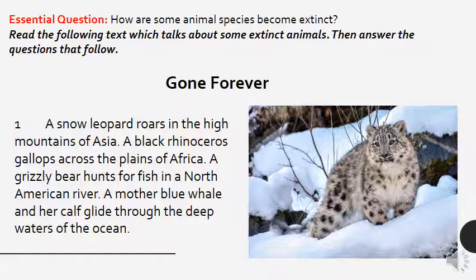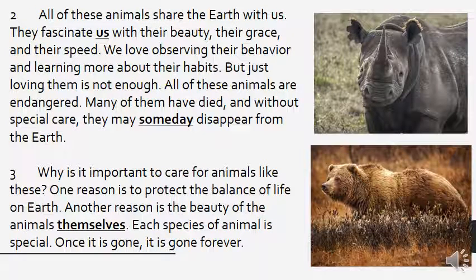So every one of these animals has a different habitat. One of them lives in Asia, the other lives in Africa, the other lives next to a river, let's say, and the blue whale lives in the ocean. So every one of them has a different habitat, but as well, they are all endangered. Let's see why. All of these animals share the earth with us.